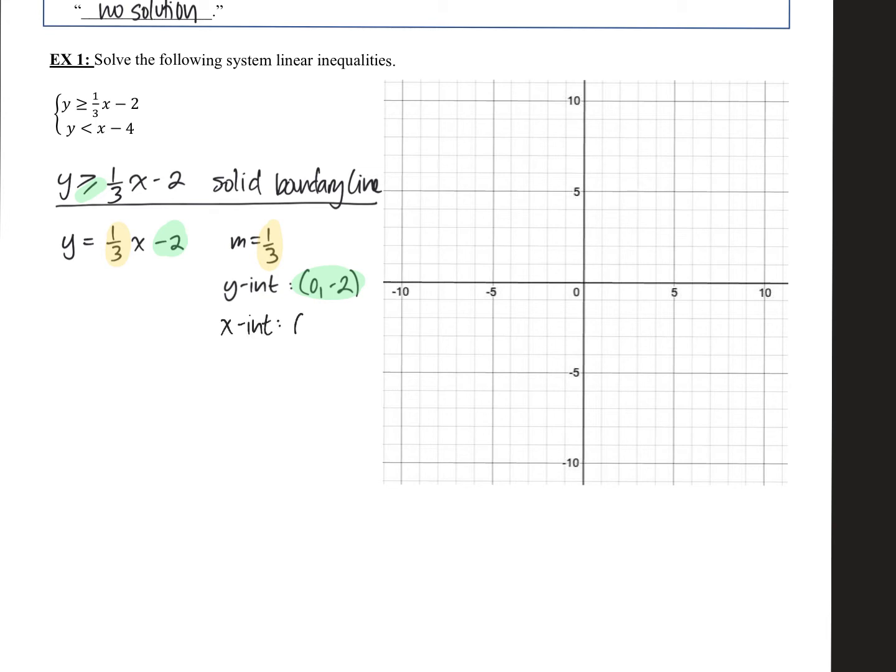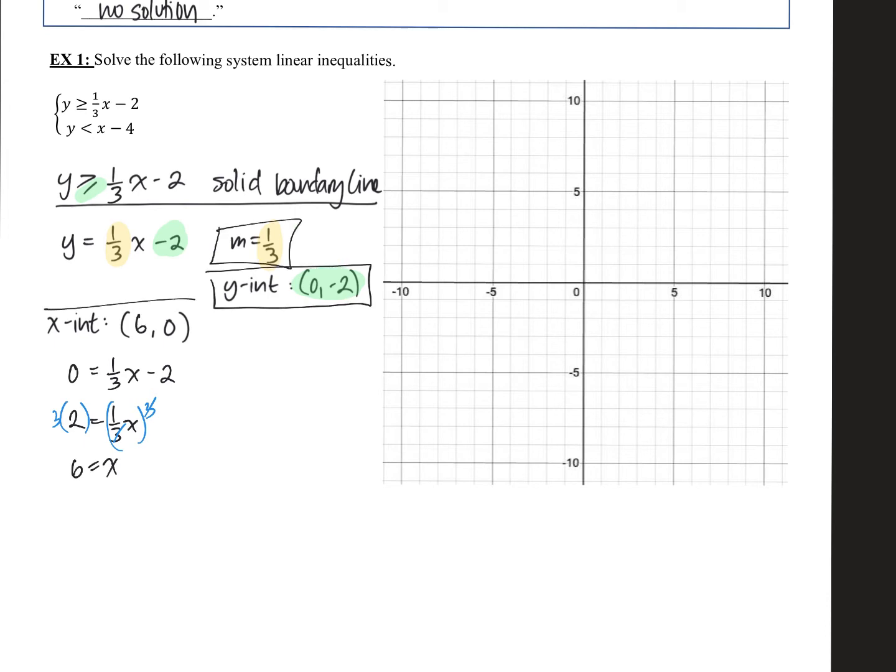So solving for the x-intercept, if y is 0, we set y equal to 0. We get 0 = 1/3 x minus 2. Adding 2 to both sides, we get 2 equals 1/3 x. To get rid of that 1/3, we'll multiply both sides by 3, and we get 6 equals x. Okay, so we found the 3 important things for our system.